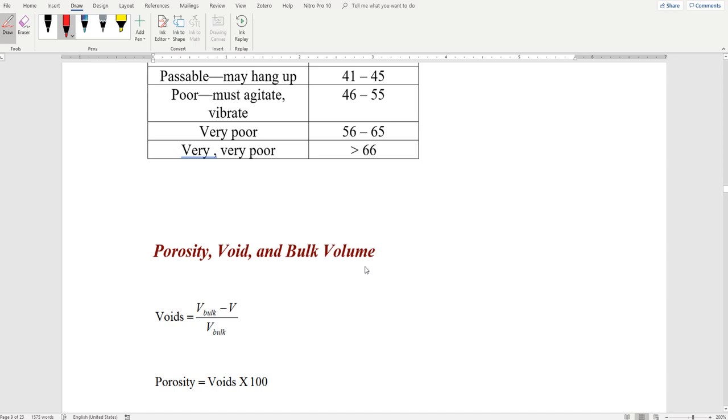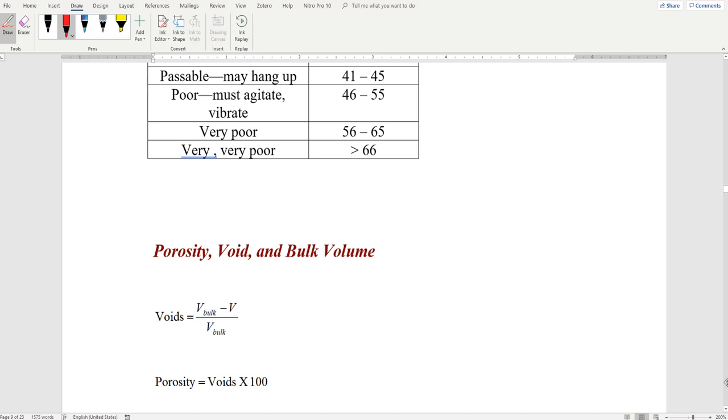Another important thing, now why do we need to measure flow of powder? Again, it can influence many things. Maybe we'll discuss this later on in other topics. Now, another property that we need to study under micromeritics is porosity, void, and bulk volume. What do porosity, void, and bulk volume mean?